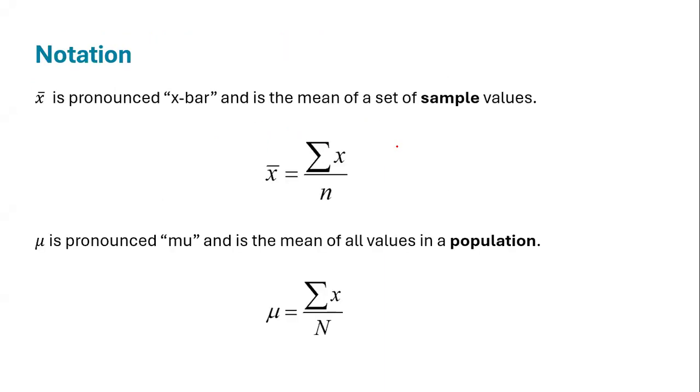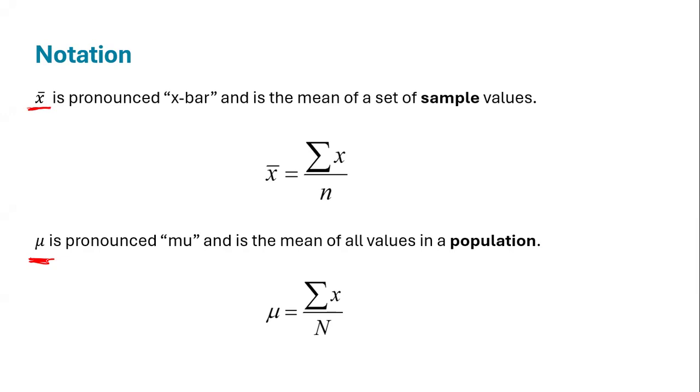How do we show them? What's the notation for the mean? We have two notations, x bar and mu. X bar is the mean of the sample, and mu shows the mean of the population.